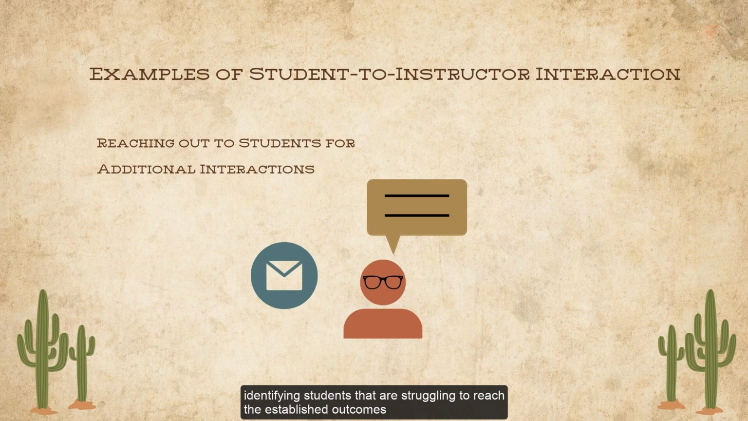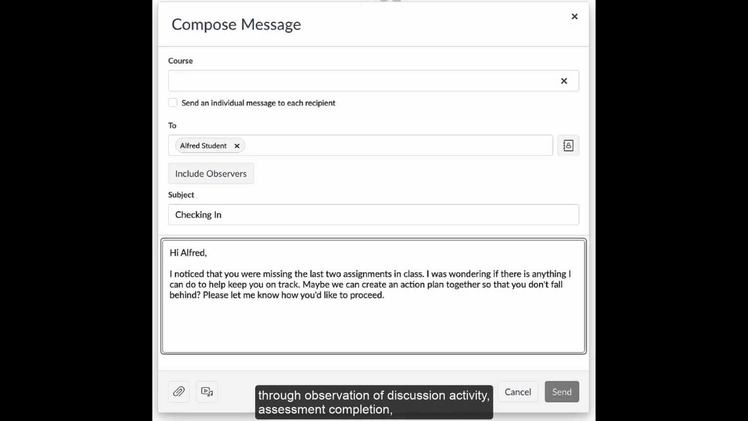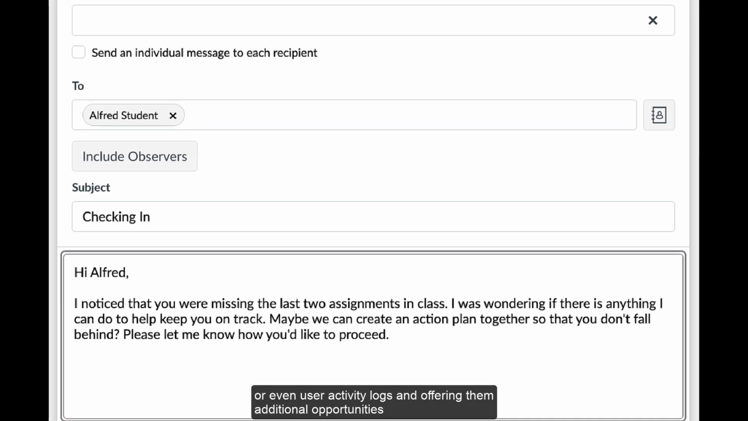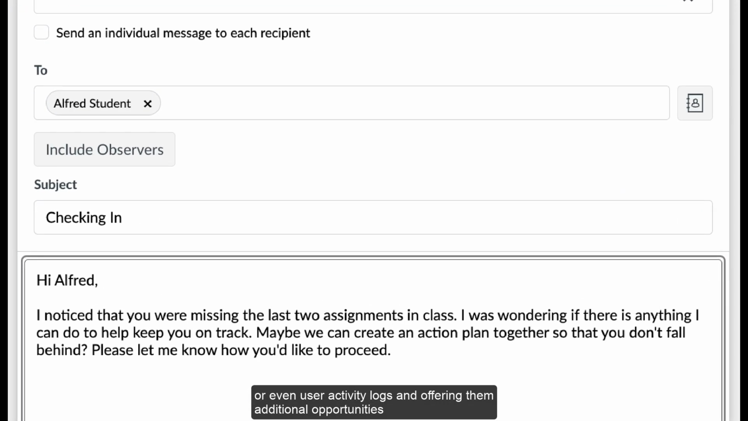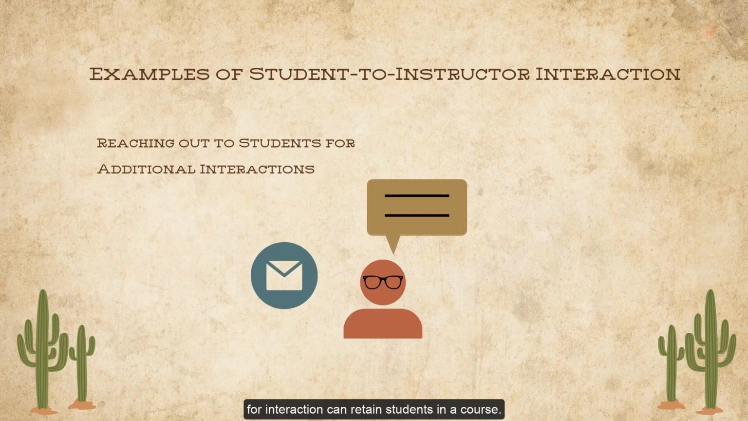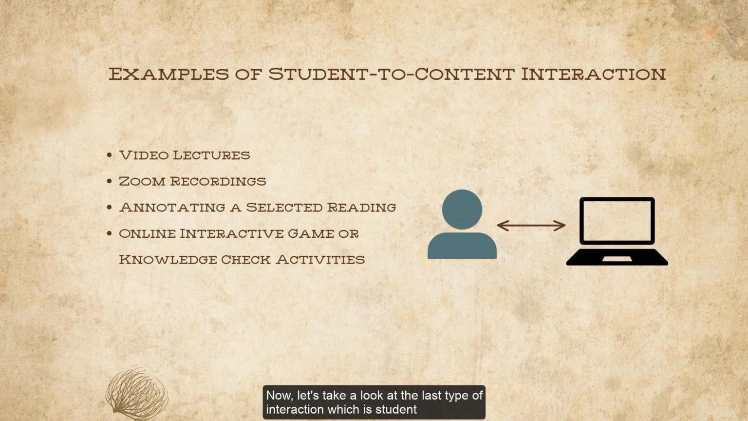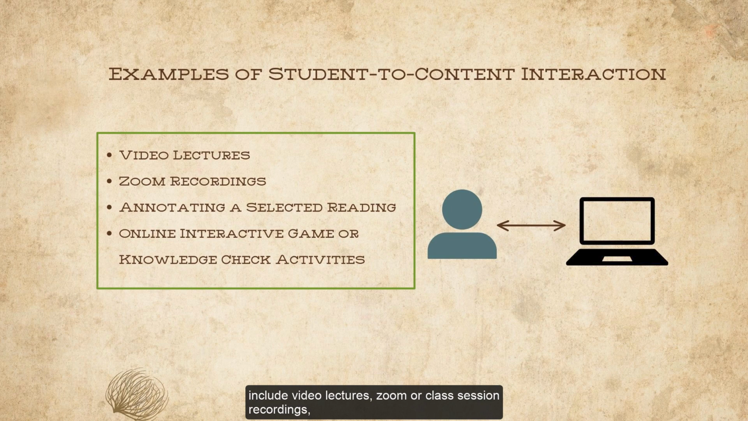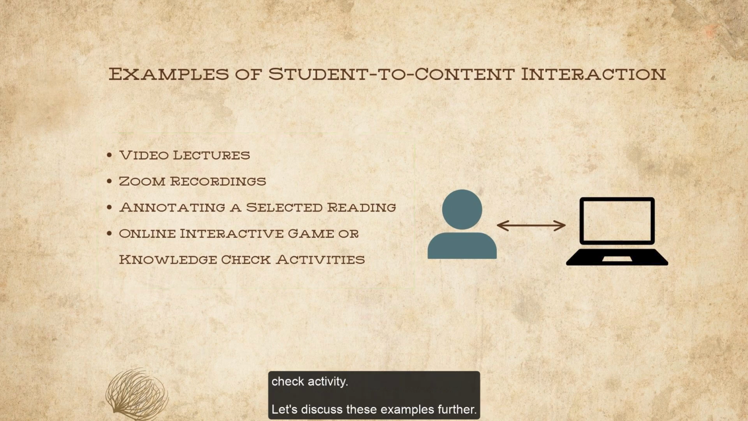Lastly, identifying students that are struggling to reach the established outcomes through observation of discussion activity, assessment completion, or even user activity logs, and offering them additional opportunities for interaction can retain students in a course. Now, let's take a look at the last type of interaction, which is student-to-content interaction. Examples of student-to-content interaction might include video lectures, Zoom or class session recordings, annotating a reading, or even an online interactive game or knowledge check activity. Let's discuss these examples further.